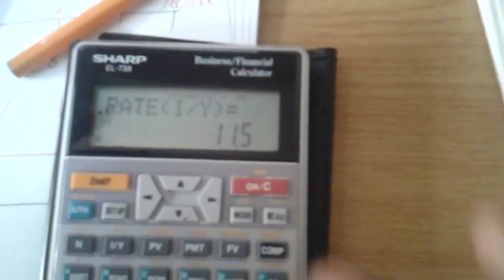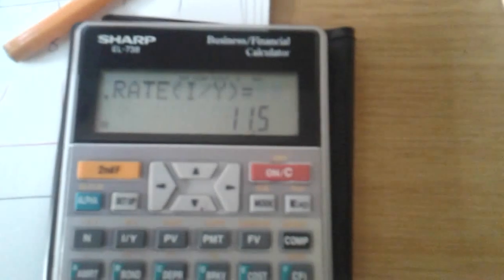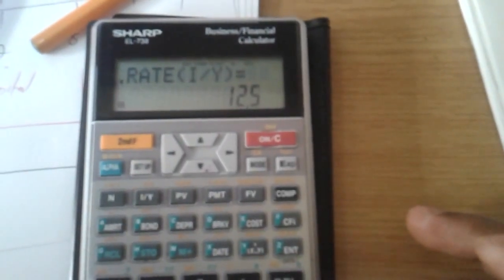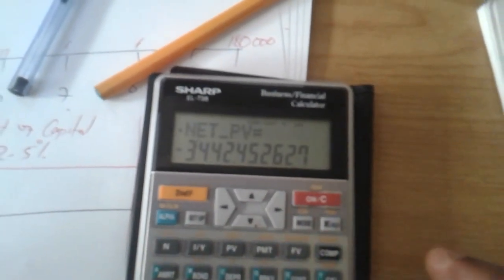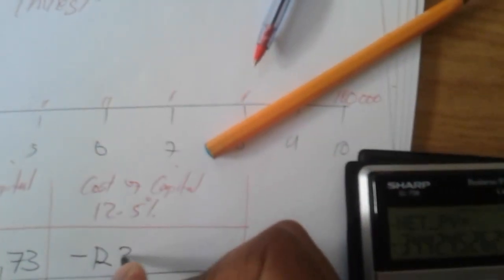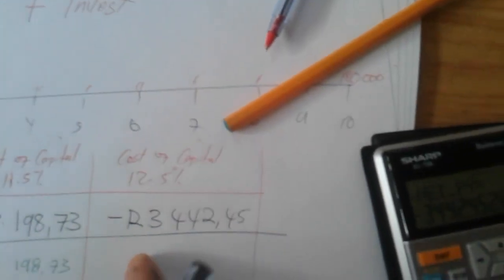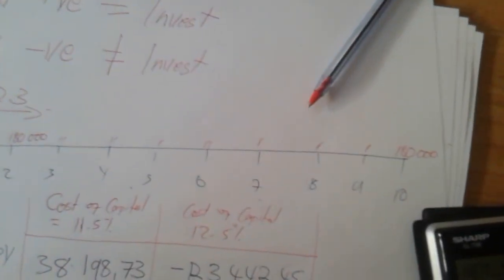So let's come here. Now don't clear the memory, because it's the same information. Just press the up arrow to go back to your rate. Then say 12.5, enter. Press the down arrow again, then compute. What do you get? Minus 3,442.45. This means the present value of cash flows is less than the 1 million.